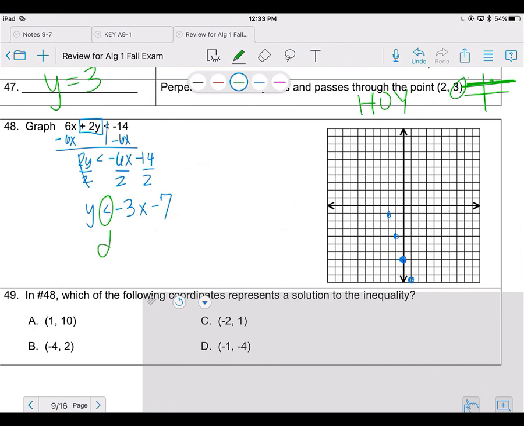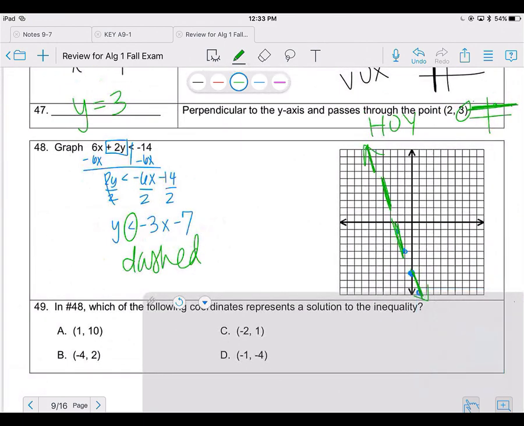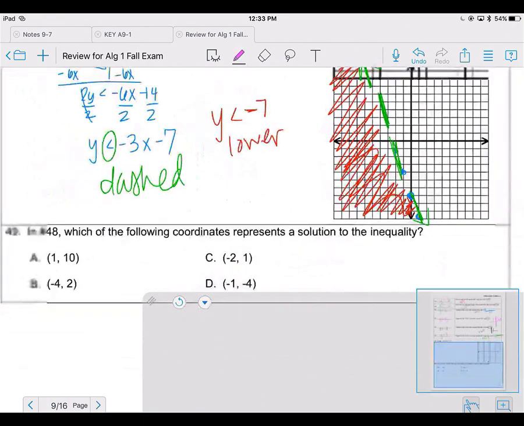This inequality symbol tells me it is going to be a dashed line because there's no line under the inequality. And if y is less than -7, less than is lower than. Lower than -7 would be -8, -9, -10. So anything underneath this line or lower than the line would be a solution.